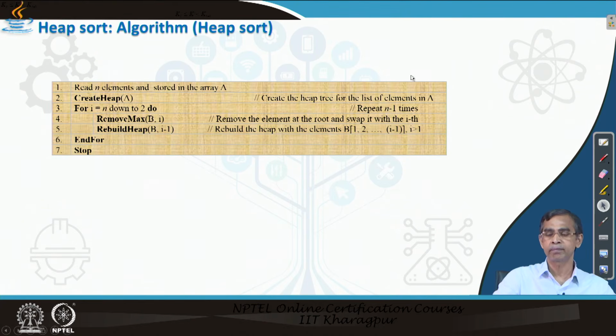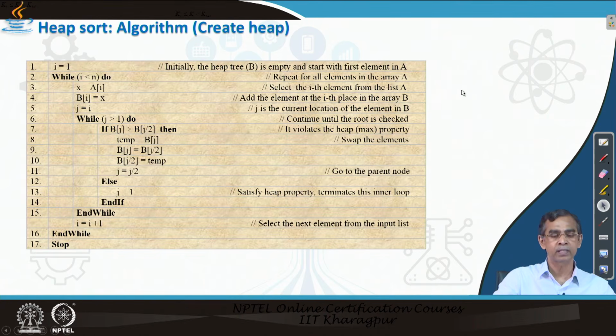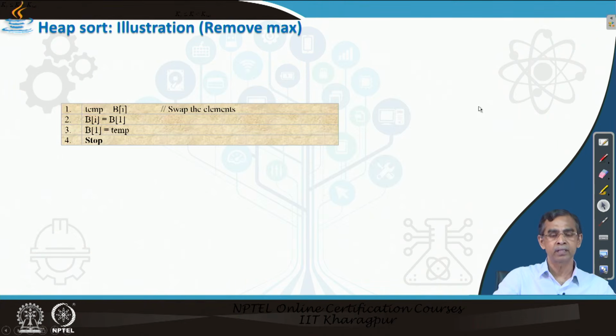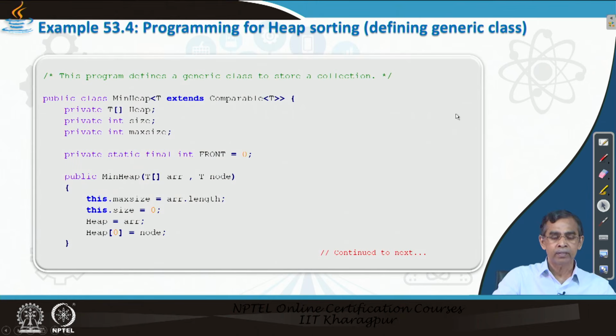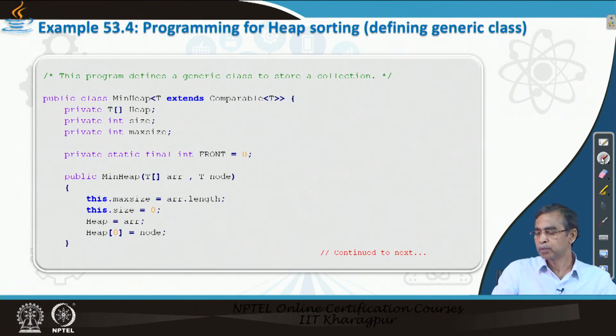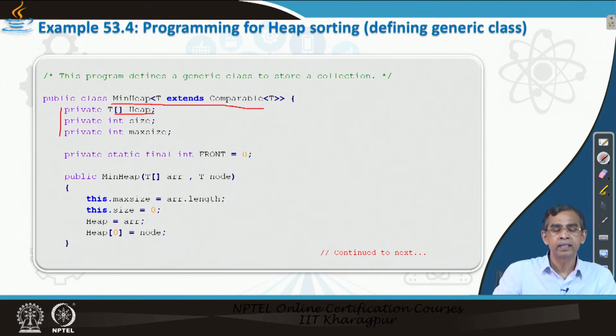This is basically the main sorting method, which calls these sub methods: the create heap method, the remove max method, and the rebuild heap method. Now here is the programming, based on the concept that we have discussed. Again it is generic programming, as you can see, this is the declaration of the generic class. These are the few fields we have declared. One is basically the array where the heap will be stored, so this is the data.